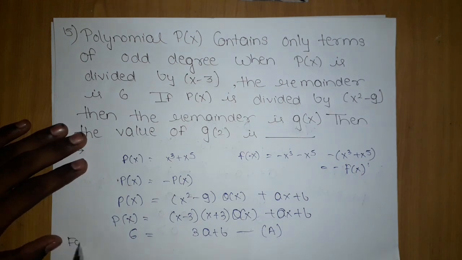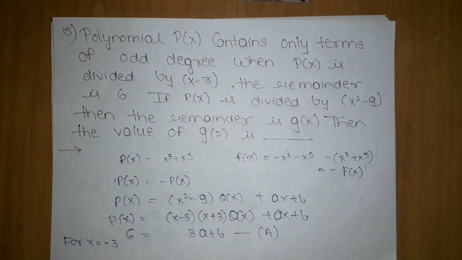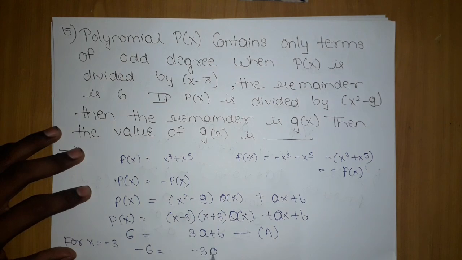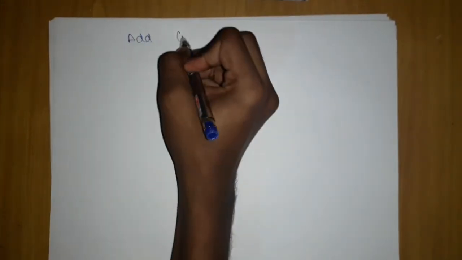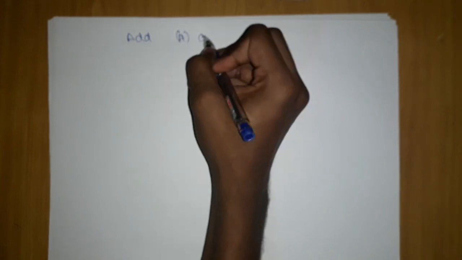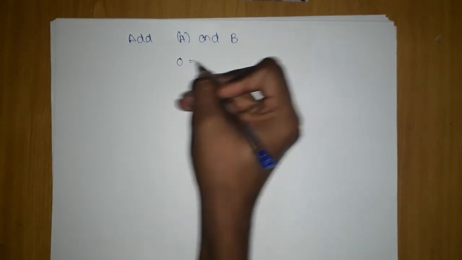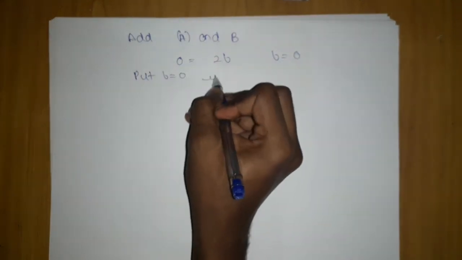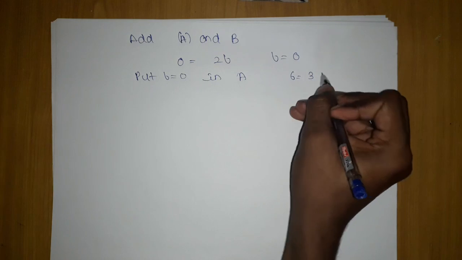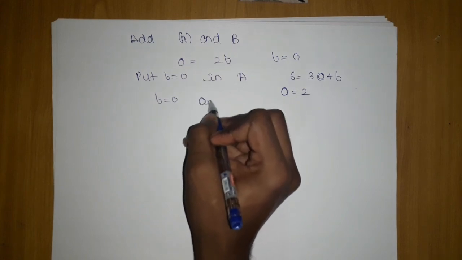Now for x equals minus 3, it is just like saying p of minus x, so here it will be minus 6 equals minus 3a plus b. So this will be equation 2. Now let's solve. Add 1 and 2. What we get? 3a minus 3a will cancel out. This will become 0, 2b, so b equals 0. Now put b equals 0 in equation 1. We have 6 equals 3a plus b, so a equals 2. So we got b equals 0 and a equals 2.